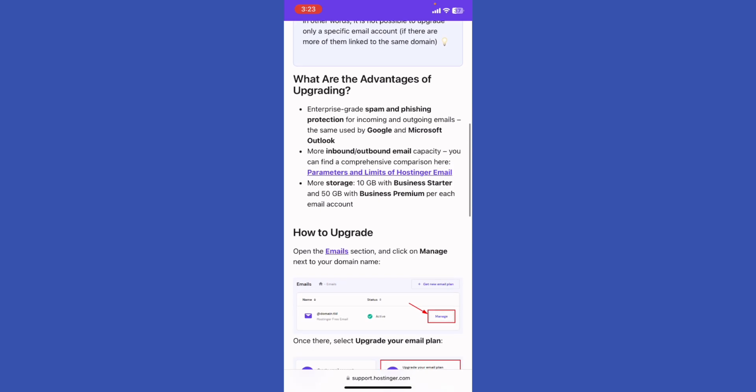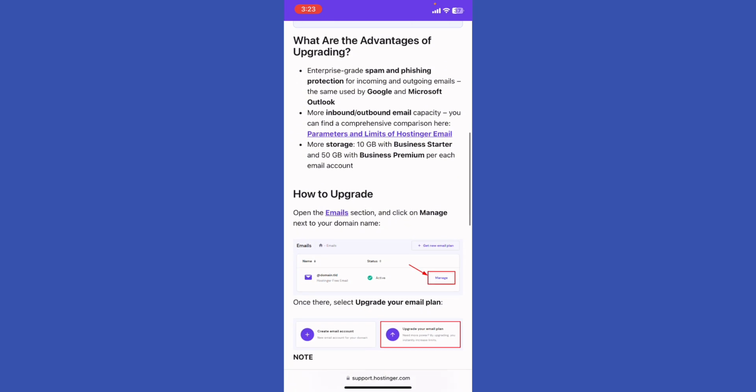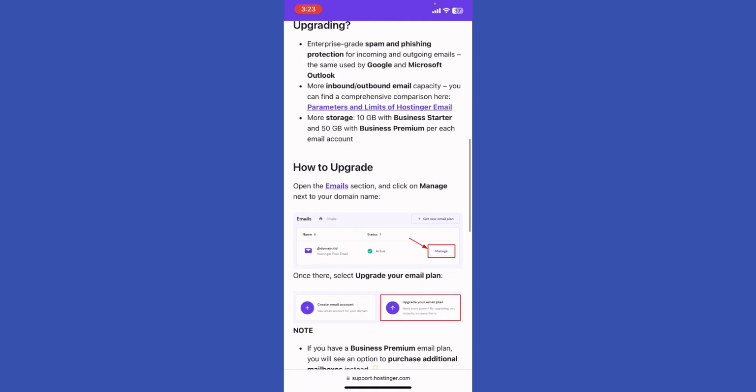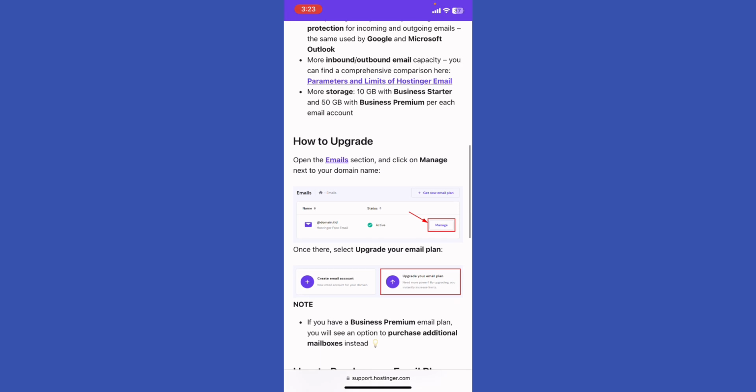right? If you want to know what the advantages of upgrading are: enterprise grade spam and phishing protection for incoming and outgoing emails, the same used by Google and Microsoft Outlook, and more inbound and outbound email capacity. You can find a comprehensive comparison there between the parameters and limits of hosting your email.